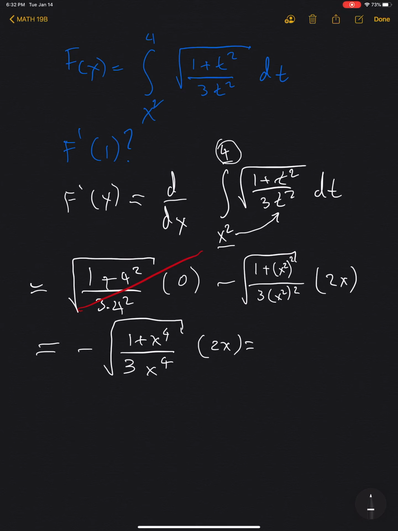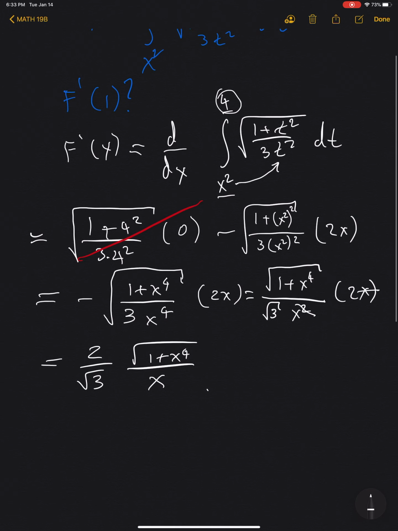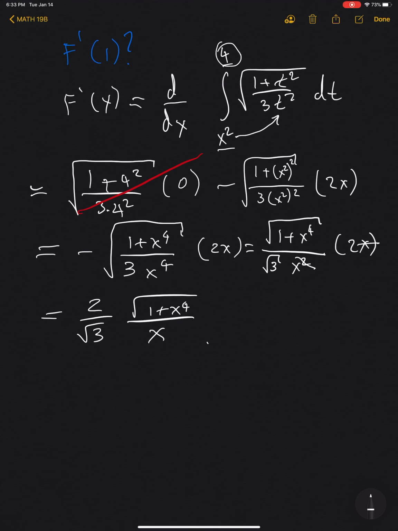And I think we can simplify this a little bit more. I'm just going to distribute that square root on top and the bottom. So on the top, it will be just 1 plus x squared. And on the bottom, it should be just the square root of 3 times x squared multiplied by 2x. So I can simplify this a little bit further. And this should give me 2 over square root of 3 times 1 plus the square root of x to the 4th. And then this guy cancels one of these. So I'll just get a single x on the bottom. So this is the expression for the general derivative or rate of change for this function.